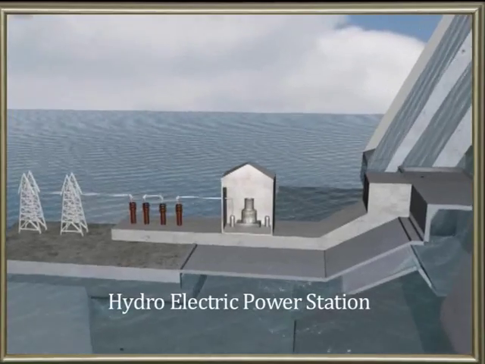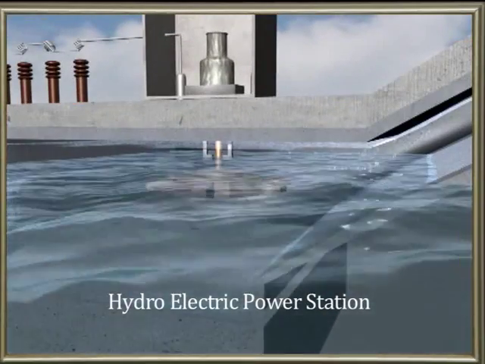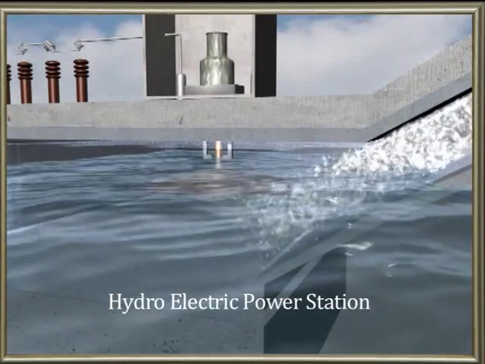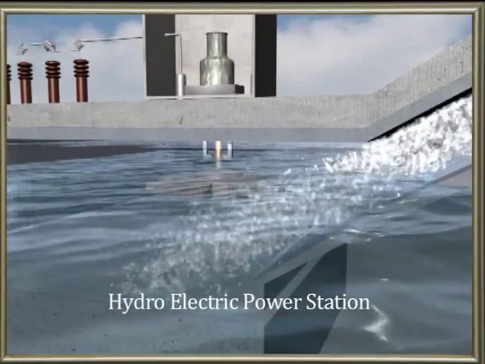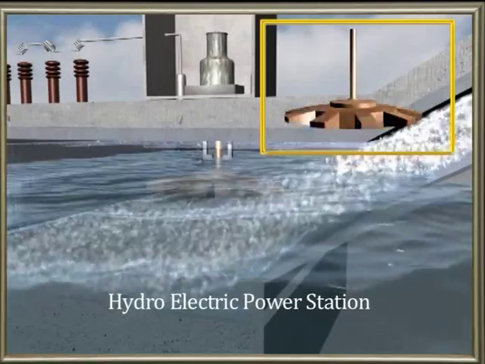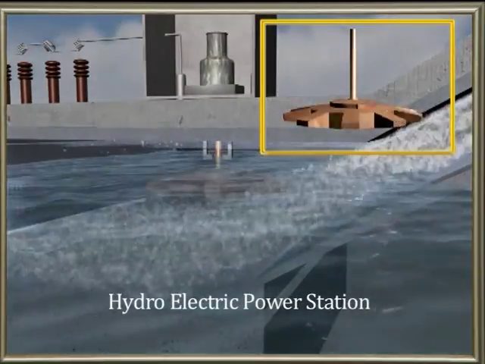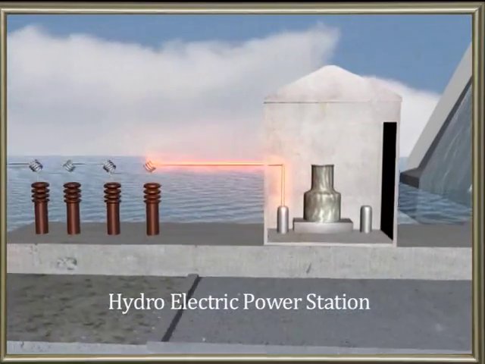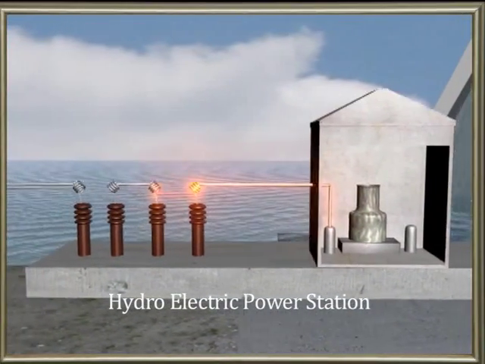Water is used for generating electricity. In hydroelectric power stations, water is used to run the turbines. In thermal and atomic power stations, steam is used to run the turbine blades. These turbines are connected to a dynamo to produce electricity.